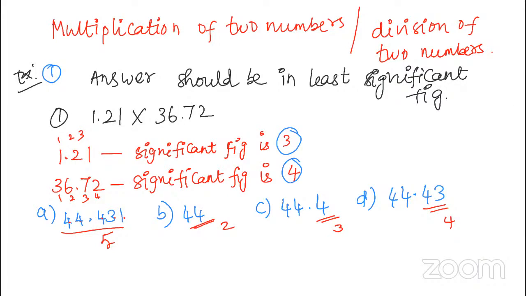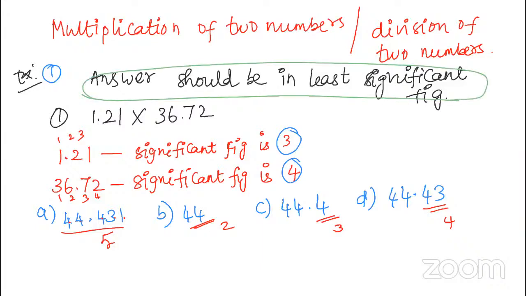So in the question, I can give one simple clue. What is it? The answer should be in the least significant figures. So here the least significant figure is 3. Now check all the options here. Which one has the significant figure 3? That is option C. So option C is the correct one.